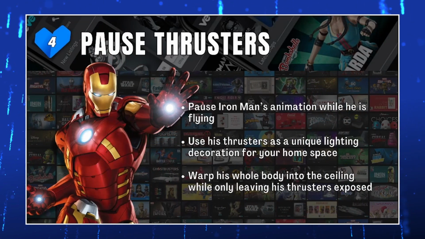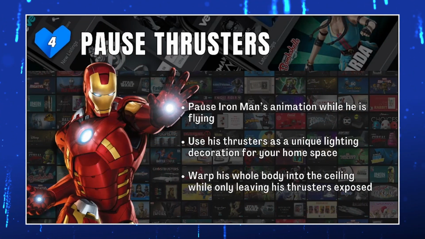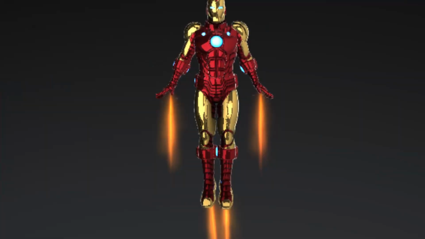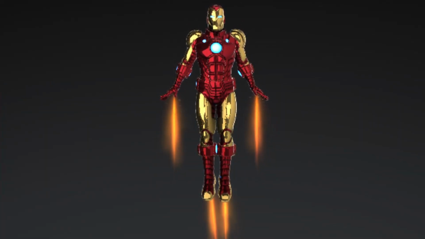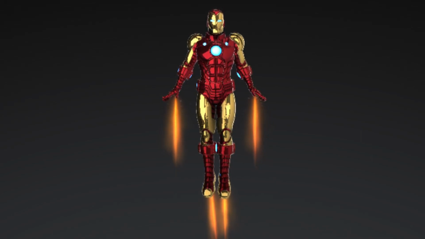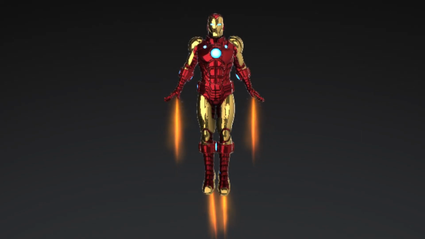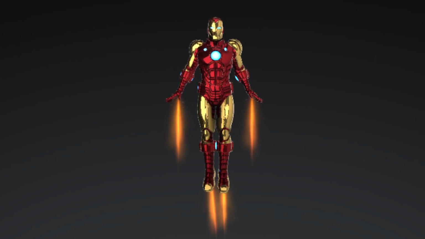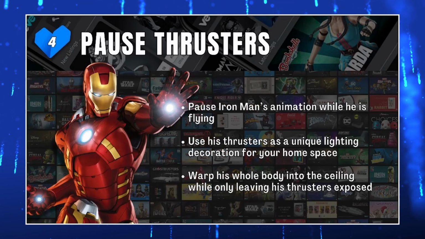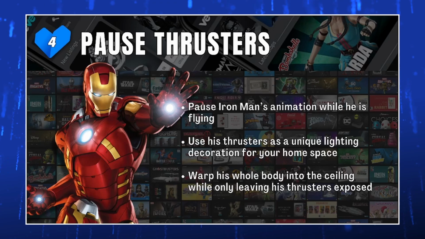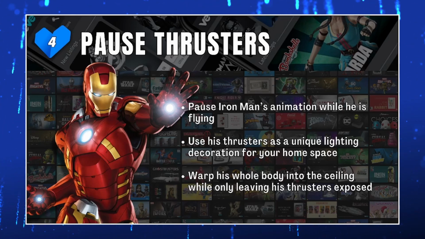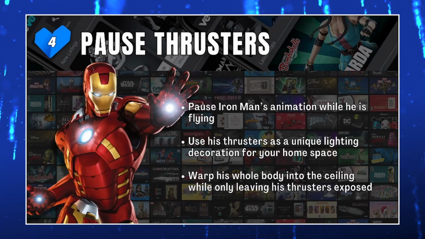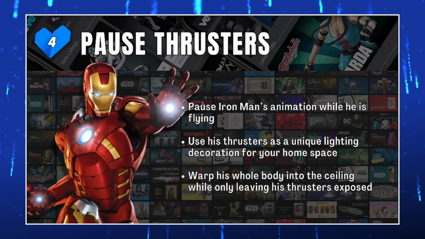Next up, we got one for the Iron Man fans. You can pause Iron Man's animation while he is flying. So you can use his thrusters as a unique lighting decoration for your home space. Pretty much what you would do is warp his entire body into some sort of object. In this case, it would probably be a ceiling if you want to use it as a light. And then you only have his thruster at his feet exposed. So for those who are newer to the platform, or maybe you missed the unveiling, there is going to be a feature that allows you to pause animations on animated collectibles.